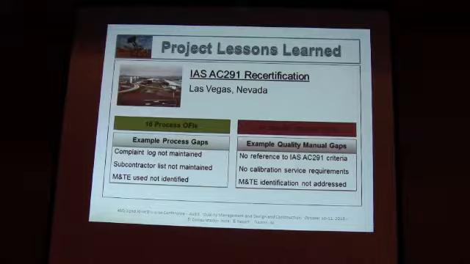So we're seeing that even manufacturers have process gaps, really kind of standard stuff. I see this a lot of times when I go into a laboratory. They were not maintaining a customer complaint log. They didn't have a list of their various subcontractors, either the subcontractors we use for calibration or the subcontractors we use for special inspection. And they were not identifying the measuring and test equipment that they were using when they were doing their inspections.